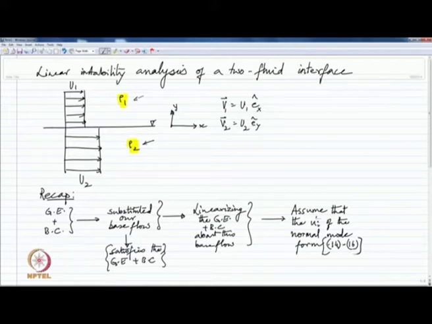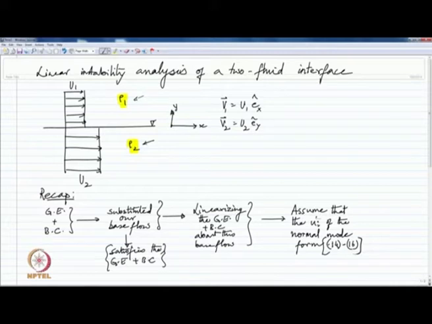We started with our basic governing equations and boundary conditions, and we quickly substituted this base flow given by rho 1, rho 2, u 1, u 2 into the governing equations plus the boundary conditions to check that it satisfies the equations, as it does.